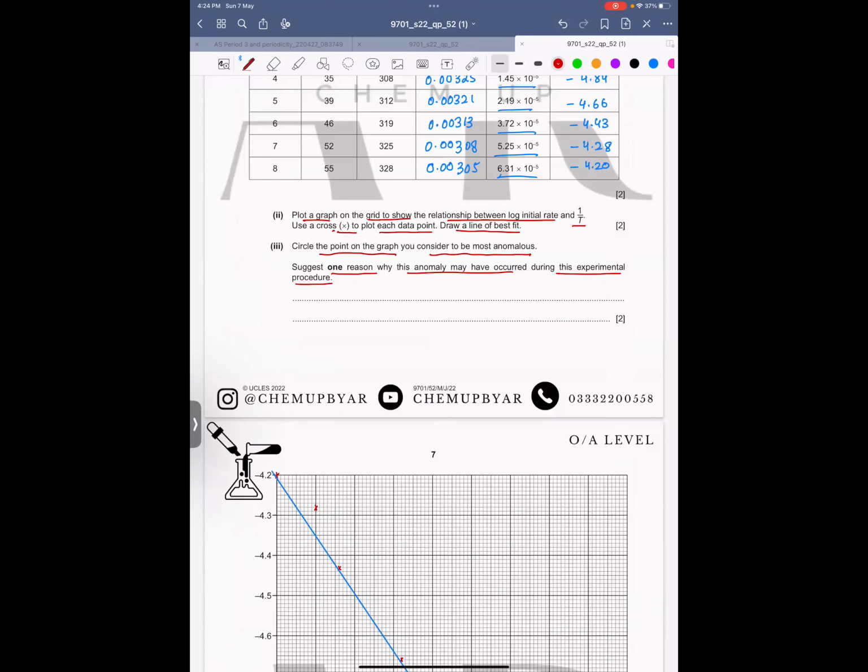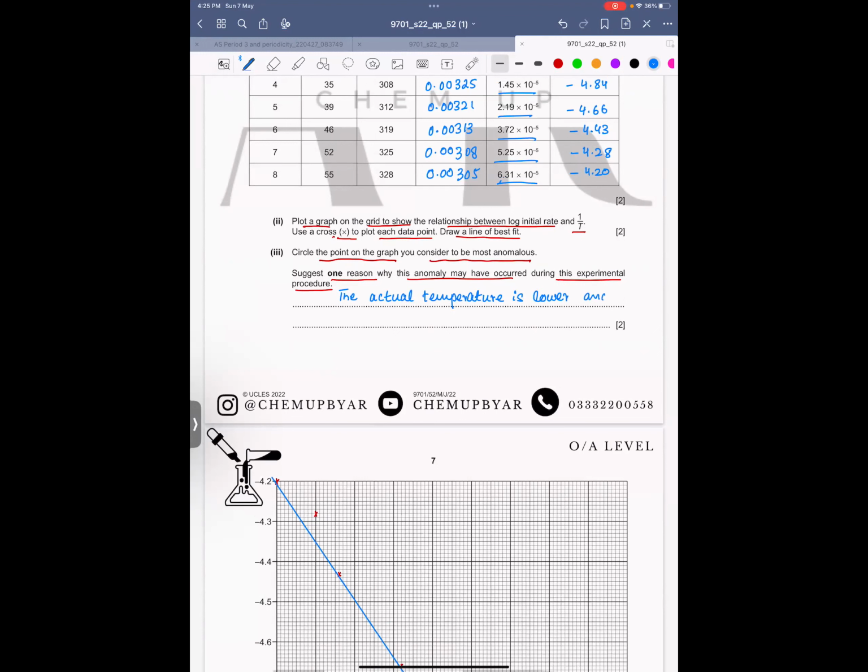So here I will write that the actual temperature is lower and the temperature recorded is higher. Okay.